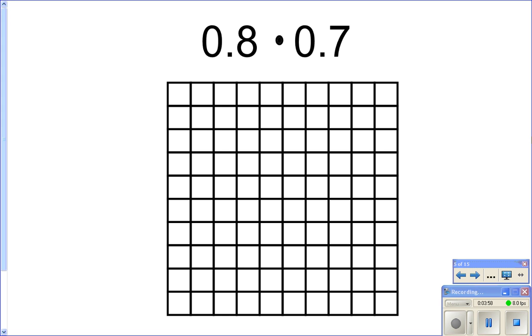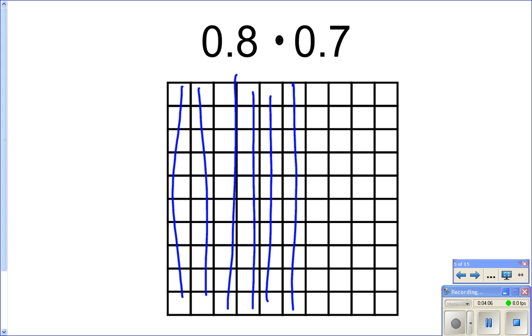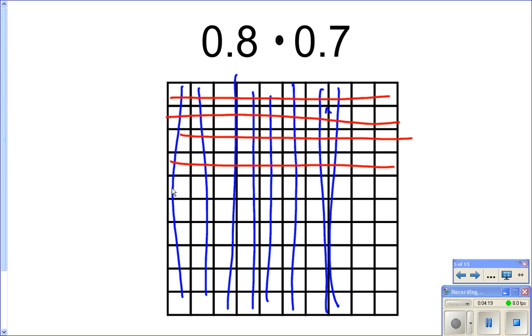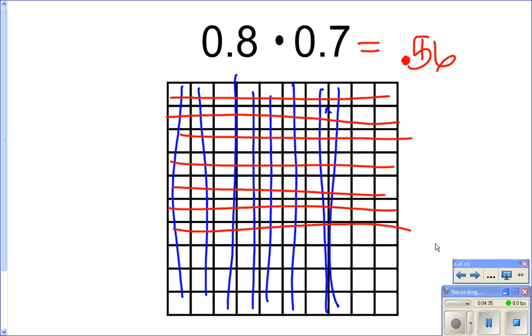Okay, so to check real quick, you would have 8 columns, 1, 2, 3, 4, 5, 6, 7, 8. Make sure you do shade or color in all of the squares in each column and row. Then 7 rows. When you count, you would get 56 out of 100 squares that are shaded in both blue and red. So it would be 56/100.